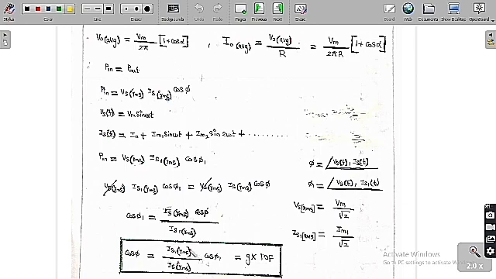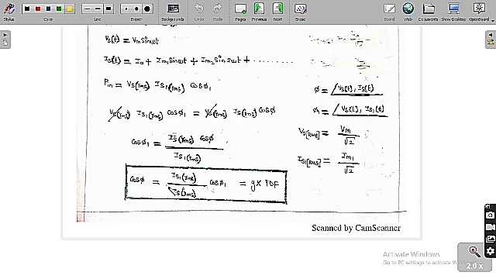So this is called the distortion power factor into fundamental power factor, where phi1 is the angle between the fundamental component of the supply voltage and the fundamental component of the source current. Phi is the overall angle between the supply voltage and the supply current, whereas phi1 is the angle between the supply voltage and the fundamental component of the source current. So Vs RMS is equal to Vm by root 2, whereas Is1 RMS is equal to Im1 by root 2.